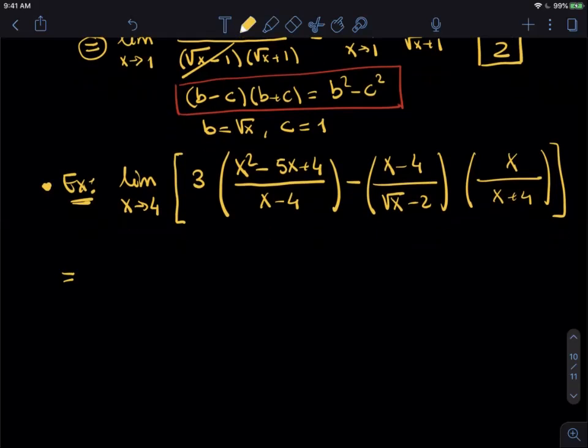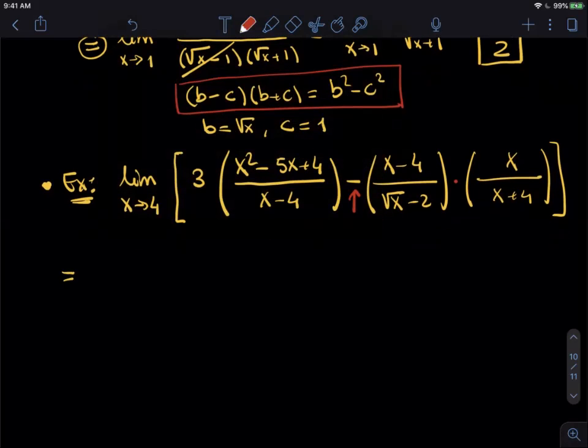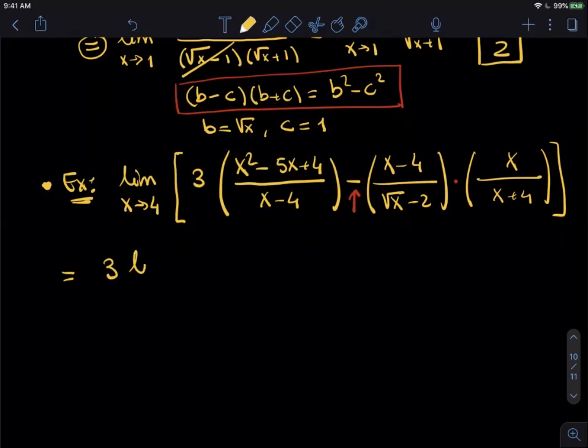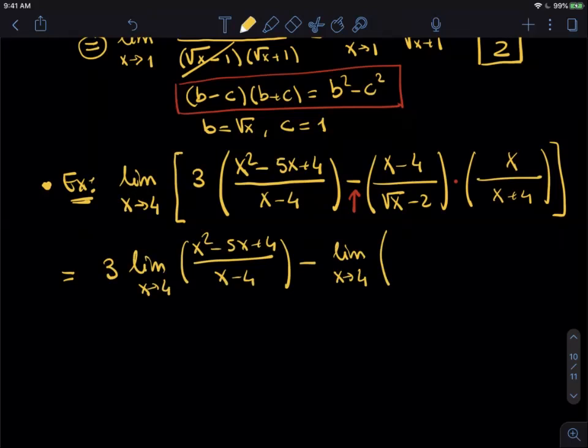So now, you see that there is a sum here, well, a difference. Then there is a product. There's a product by the number 3, and then there are quotients. So we can split this limit. This is 3 times the limit as x tends to 4 of x squared minus 5x plus 4 divided by x minus 4, minus the limit as x tends to 4 of x minus 4 divided by square root of x minus 2, times the limit as x tends to 4 of x divided by x plus 4.